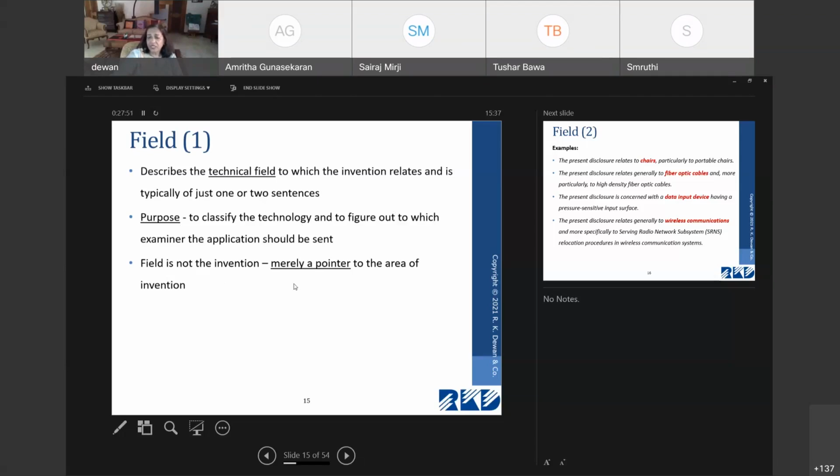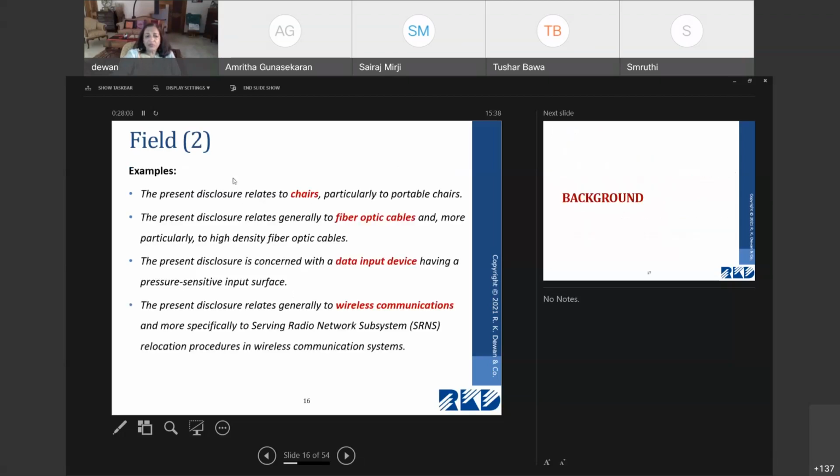Because if the classification goes wrong, then it may be allotted to another examiner and sent back, and your patent application, your prosecution, will get delayed. Let's look at an example. Like in our earlier example title, you can simply write: the present disclosure relates to chairs, particularly to portable chairs. So I have indicated that I'm going to talk about chairs. My field of invention is chairs, and it is particularly portable chairs.